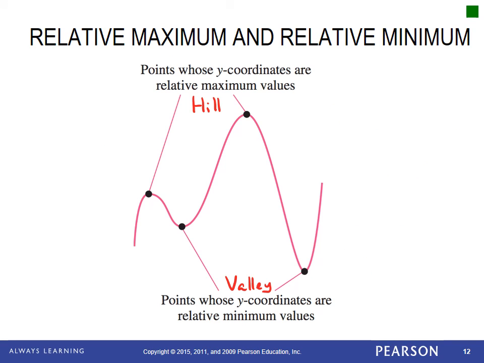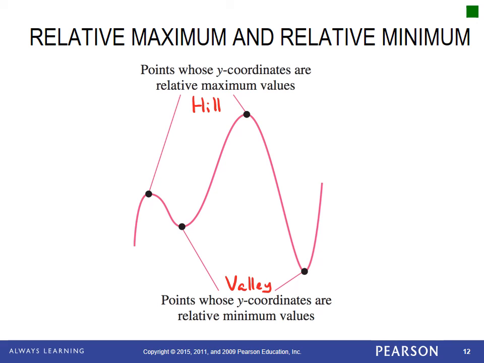All right, next. So when do you find relative maximums, relative minimums? You find them either on hills, which become relative maximums, and we call these valleys. Whenever you see a valley, those we call relative minimums.